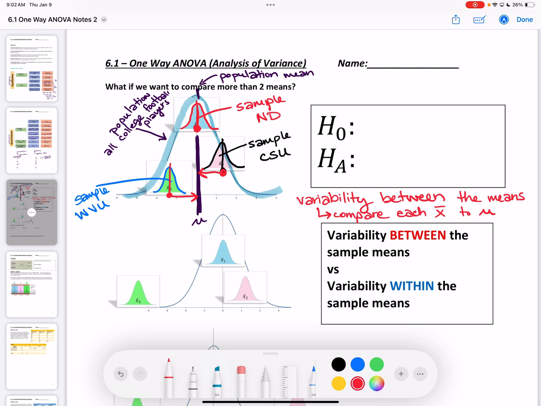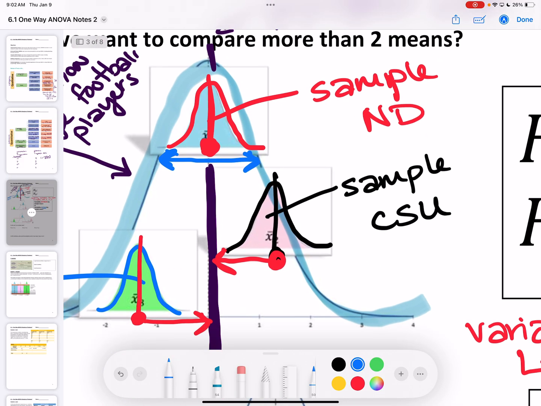Now you have what's called, I'm going to use blue, the variability within the sample means. Variability measures how spread out the data is. So if you look, this one has a variability that's all inside that population. You see that? In blue right there? I'm back up here with Notre Dame. This is how spread out my football players' weights are for Notre Dame.